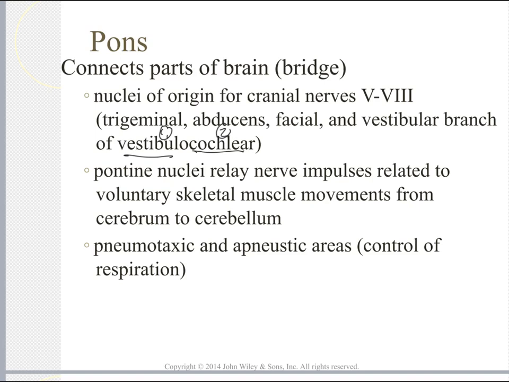So the pneumotaxic center is going to really deal with rhythmicity, right? So rhythm, keeping that balance. The second part is going to be the apneustic center, and this is going to govern gasping. So if you hold your breath, the rise in CO2 is detected and forces you to gasp for air, that is governed by this apneustic area. Again, both areas in the pons.